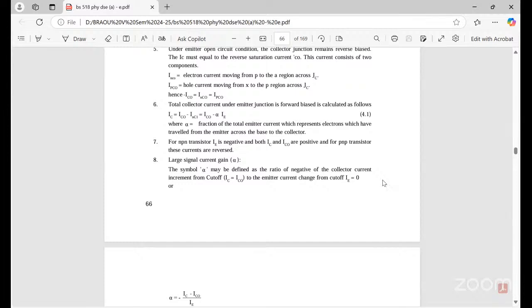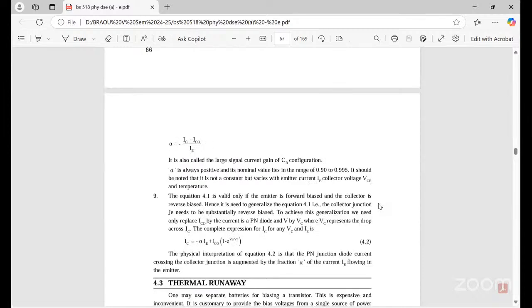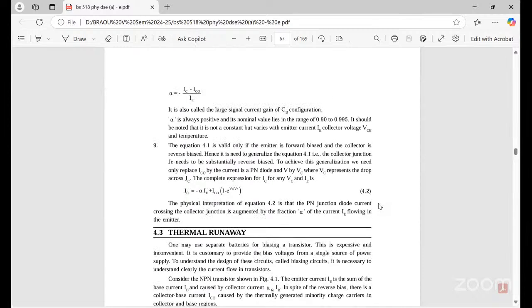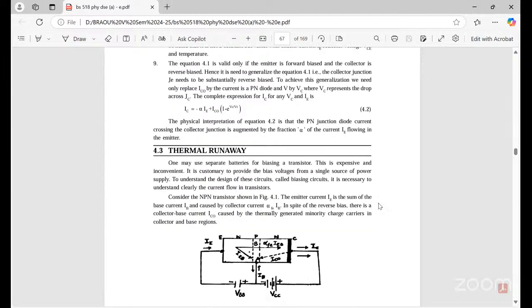So I equals ICO plus alpha IE, and this is also okay for an NPN transistor. This equation gives the total collector current. Whether you consider PNP or NPN, whatever it may be, the same concept follows here. Okay. Next, thermal runaway.